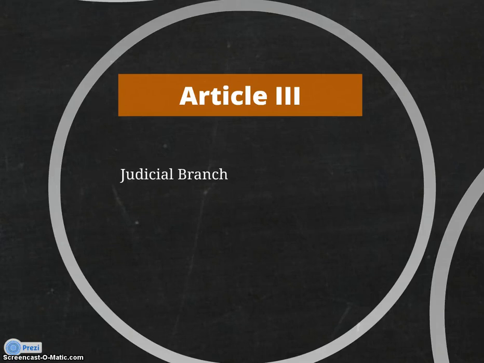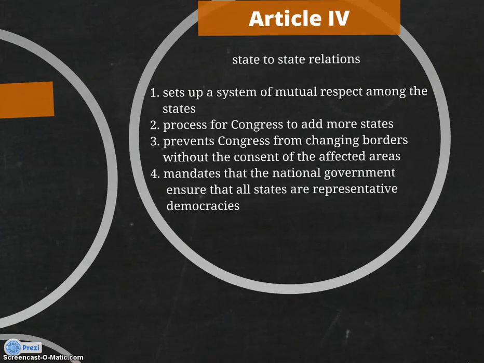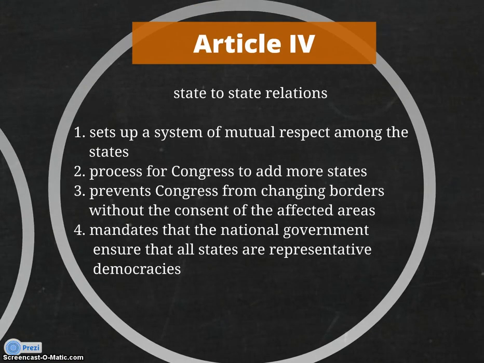But let's talk more about the lesser known articles of the Constitution. Article 4 deals with state-to-state relations. This sets up a system of mutual respect among the states, and a process for Congress to add more states, because they did look back at the Northwest Ordinance and realize that that was a positive step, and they wanted to mimic that in our new document. It prevents Congress from changing borders without the consent of the affected areas.